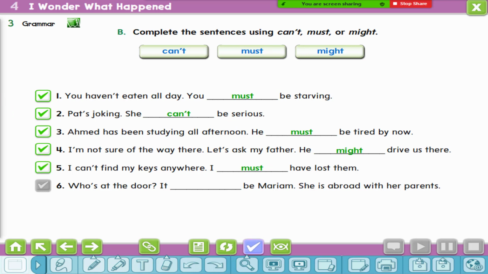Last one. Okay, Muhammad? Who is at the door? It can't be Maryam, she is adorable. Abroad means she traveled abroad, outside, yes, with her parents. The answer is can't. It's impossible to be Maryam because Maryam traveled. Very good, thank you, Muhammad.